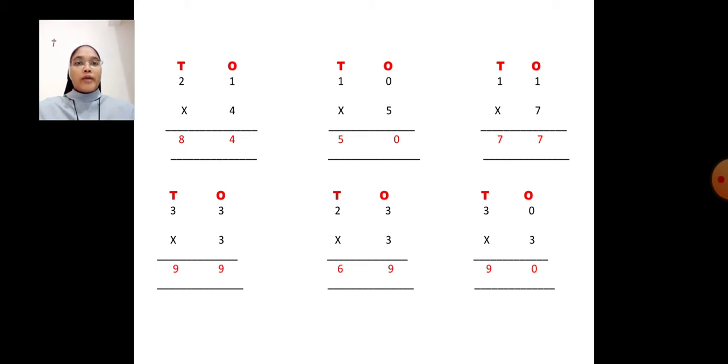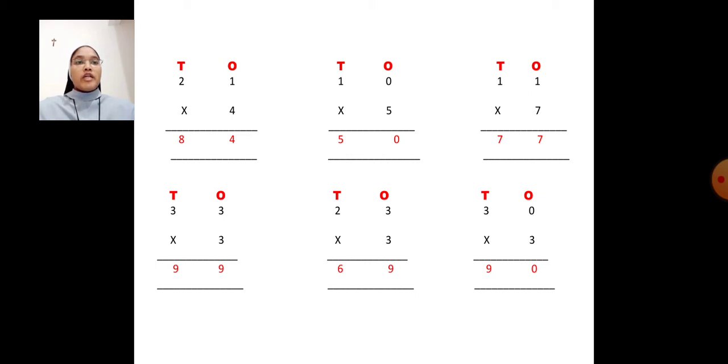10 into 5. First we have to multiply 5 into 0. Answer will be 0. And 5 into 1. 5 ones are 5. 10 into 5. Your answer will be 50.